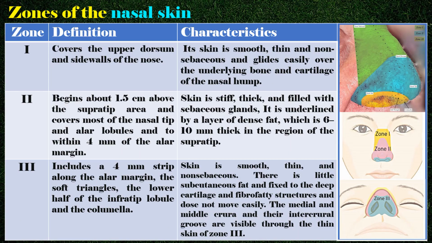Zones of the nasal skin. Zone 1 covers the upper dorsum and side walls of the nose and is characterized by smooth, thin, and non-sebaceous skin that glides easily over the underlying bone and cartilage of the nasal hump.